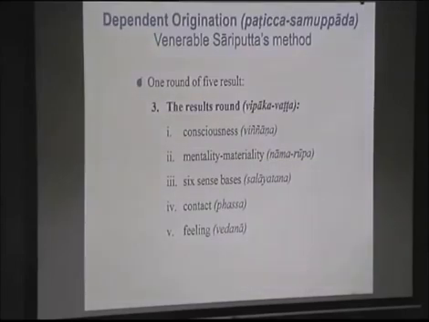The 1 round of results are consciousness, vinnana, mentality and materiality, nama rupa, the 6 sense bases, salayatana: eye base, ear base, nose base, tongue base, body base, and mind base, the mind door. Contact, phassa, and feeling, vedana. This is the result round, vipaka vatta. Because of these causes, we get consciousness at rebirth, then nama rupa, mentality and materiality, and slowly the 6 bases arise. After you get contact, you get feelings.